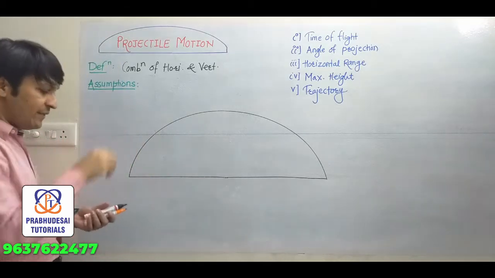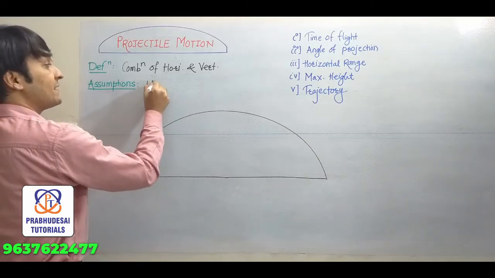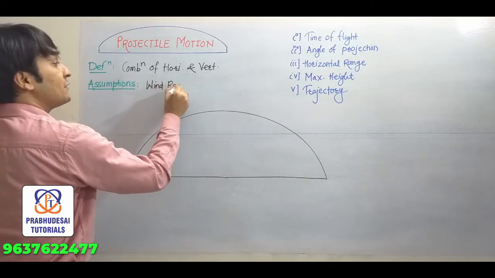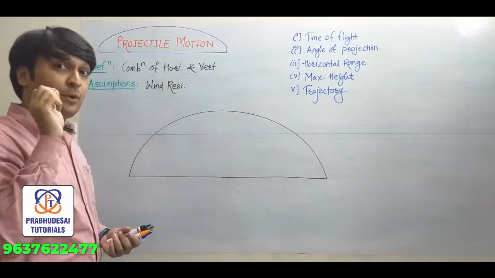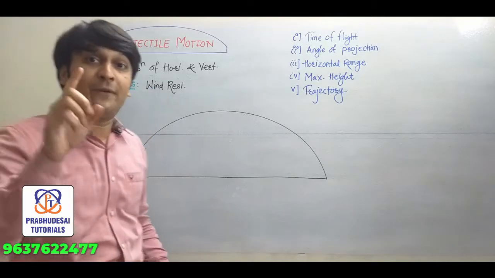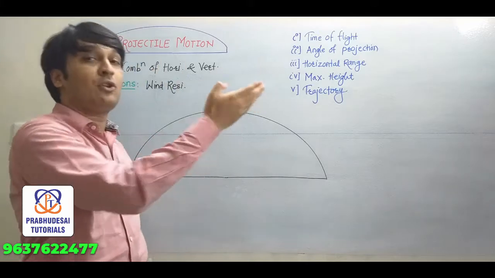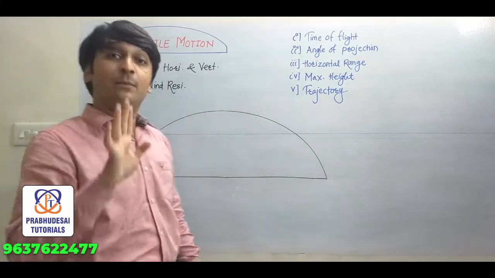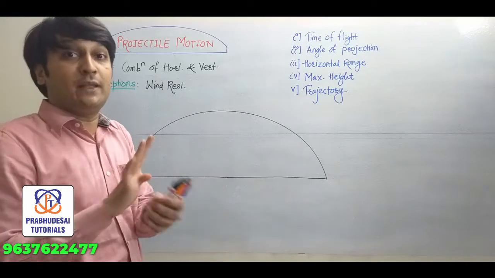Then what are the assumptions we have to consider? Remember, we'll consider there is no wind resistance. This is an actual problem, but we are not going to consider it. It would affect the path. Why? If you throw a plastic ball, it will move to the left or right according to wind resistance. But here we are not going to consider that. So our assumption is no wind resistance.